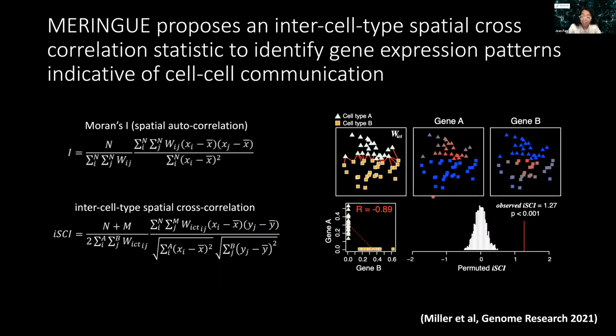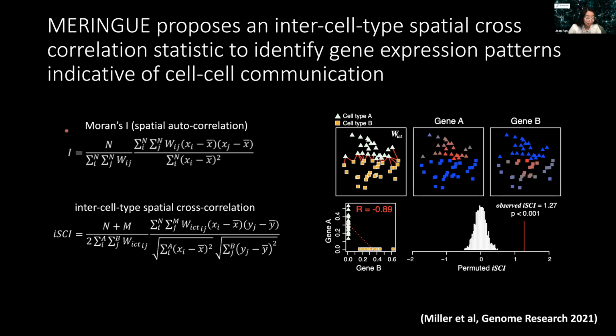Okay, the final point I want to make is regarding how we can build on this Moran's I statistic and modify it slightly, and again take advantage of the flexibility in the adjacency weight matrix definition to propose this new inter-cell type spatial cross-correlation statistic to look for genes that are cross-correlated among spatially co-localized cell types that could be indicative of cell-cell communication.